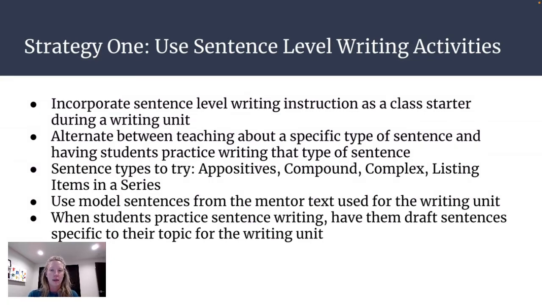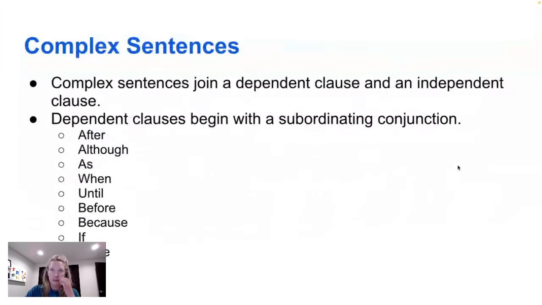The different sentence types that I'm going to try this year to teach my students in every writing unit that I do are sentences with appositives, compound sentences, complex sentences, and listing items in a series, which is more of a comma rule, but it also can show students a sentence structure. And then I would model sentences using those different sentence types from the mentor text we're using for that writing unit, and have students actually practice writing those sentence types for their topic of the paper or piece of writing that they're doing. So I want to show you what this looks like.